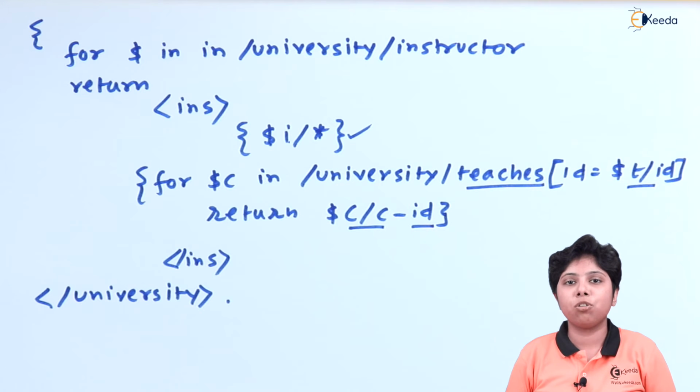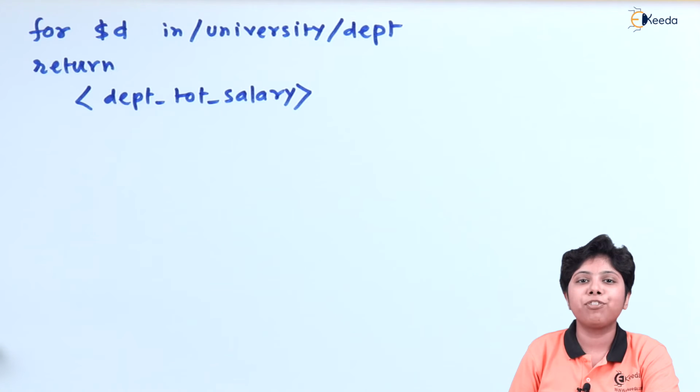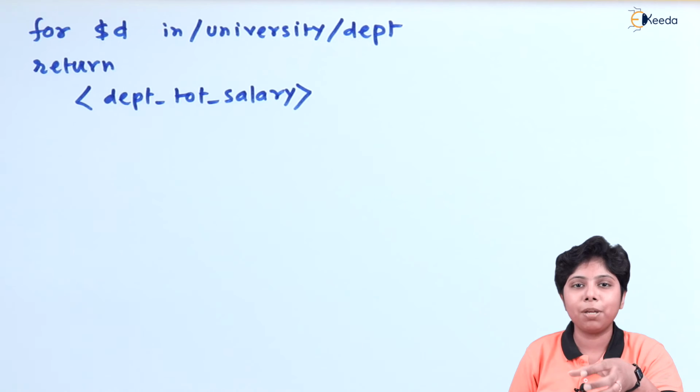Now we will use the group by clause as an implementation of FLWOR. I want to fetch the salary of each instructor grouped by the department, and then make the total salary on the department. So I can get the total salary department wise.